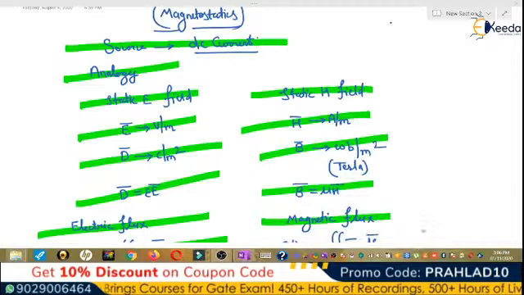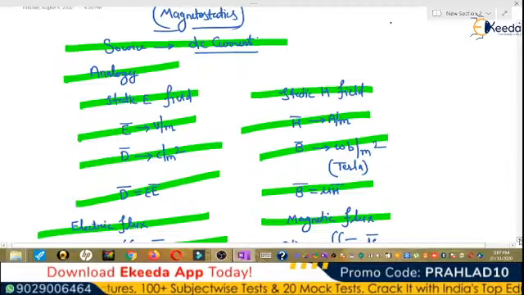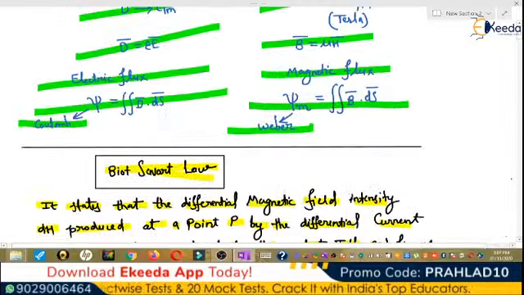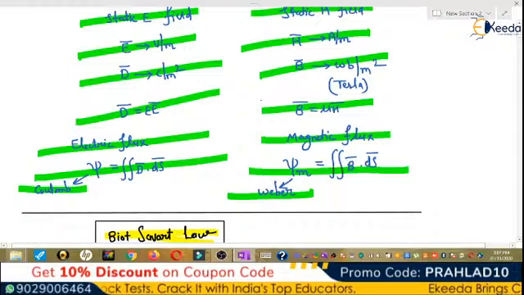When we talk about the analogy of electric field and magnetic field, the static electric field has the unit of volt per meter, and the static magnetic field has the unit of ampere per meter. The unit of electric flux density is coulomb per meter square, and the unit of magnetic flux density is Weber per meter square.